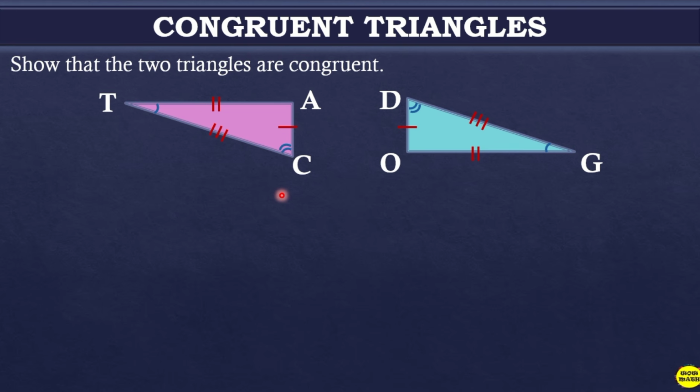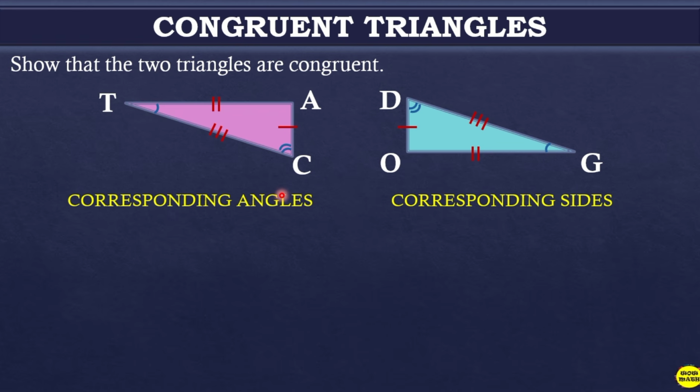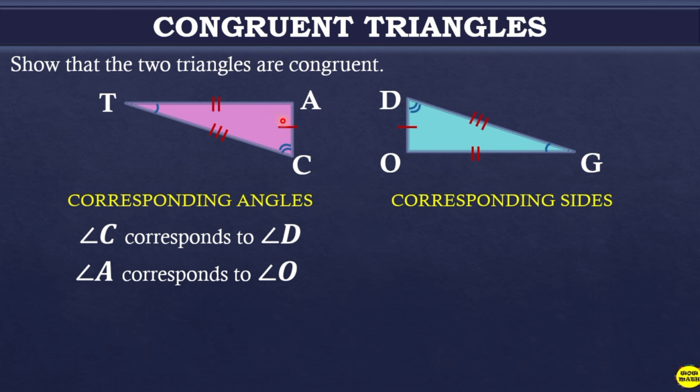Kung present siya ha, kung present siya, pwede nyo na po yang gawin as your guide in identifying corresponding angles and corresponding sides. So, kahit hindi na kayo mag-flip, mag-rotate, o mag-slide. Okay? So, para malaman natin ang corresponding angles dito, you can make use of the markings. So, angle C corresponds to, eto, angle D. Okay? And then next, angle A, yung itong angle na to, corresponds to angle O. And then angle T, itong may isang mark, corresponds to angle G.